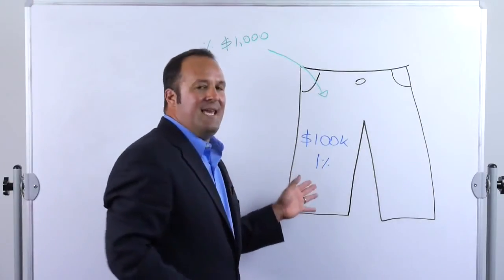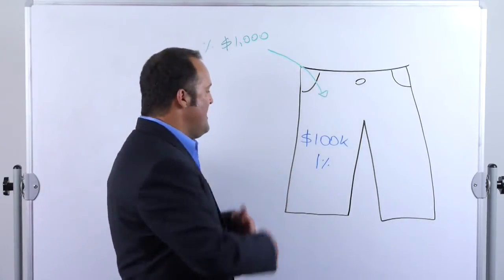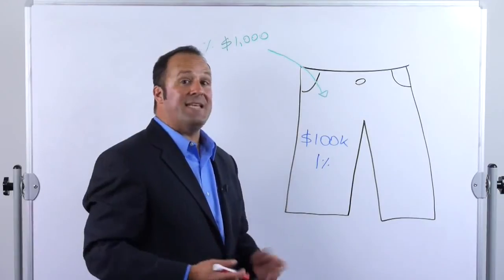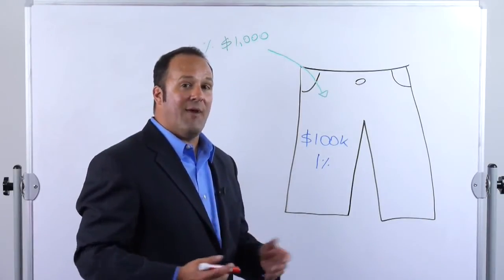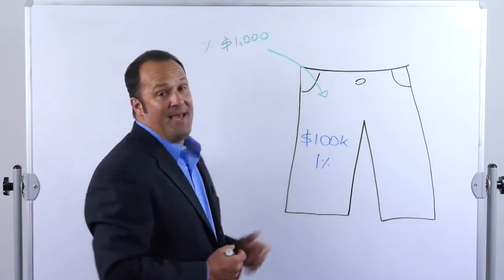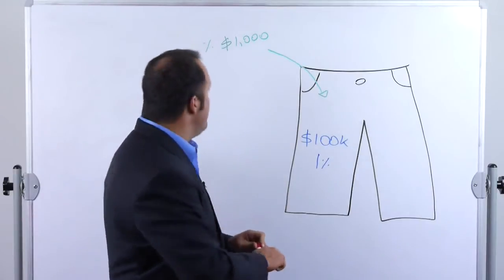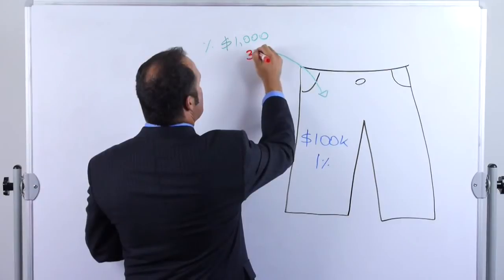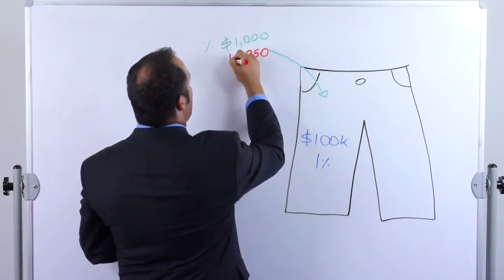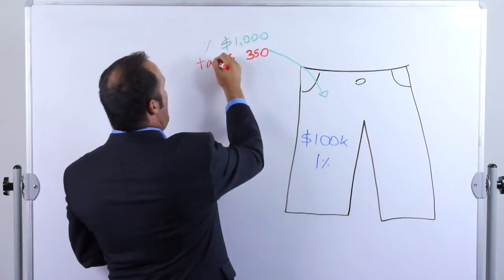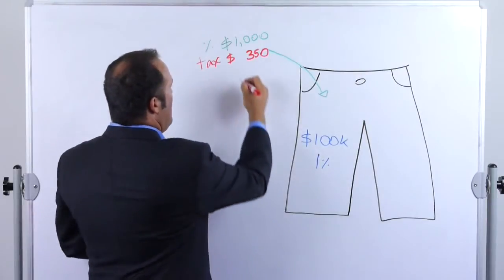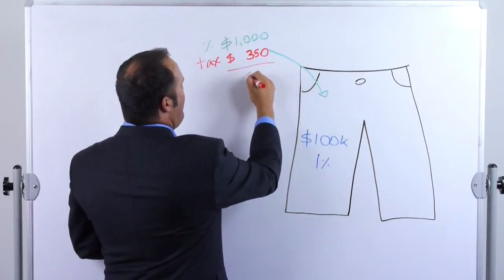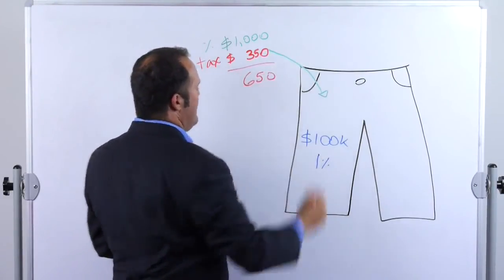However, you don't get to keep this full 1% because this type of account is in a fully taxable environment at your ordinary rate each and every year. We're going to have to pay some tax on that. So if we just use a round number, let's say after paying state and federal tax, let's just use $350 here. Now, after we pay our tax of $350, well, what are we left with? Well, we're left with $650.